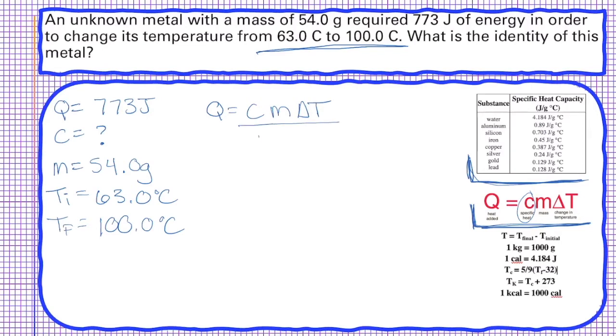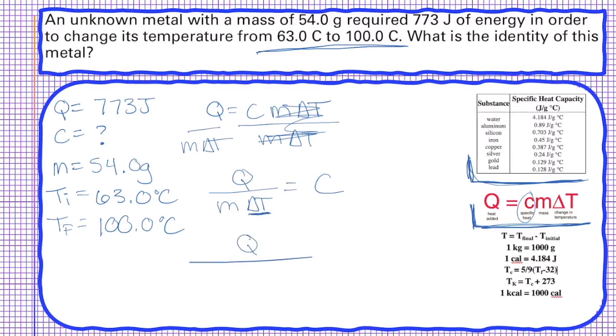So I'm going to divide both sides by mass and delta T. And that'll get rid of them on this side. So I end up with Q divided by mass and temperature change equals my specific heat. All right, and since I'm not actually given delta T, I'm going to go ahead and expand this part of the equation. So I have Q divided by mass, and then my delta T is going to be, remember we said that's our final minus our initial temperature. So temperature final minus temperature initial.